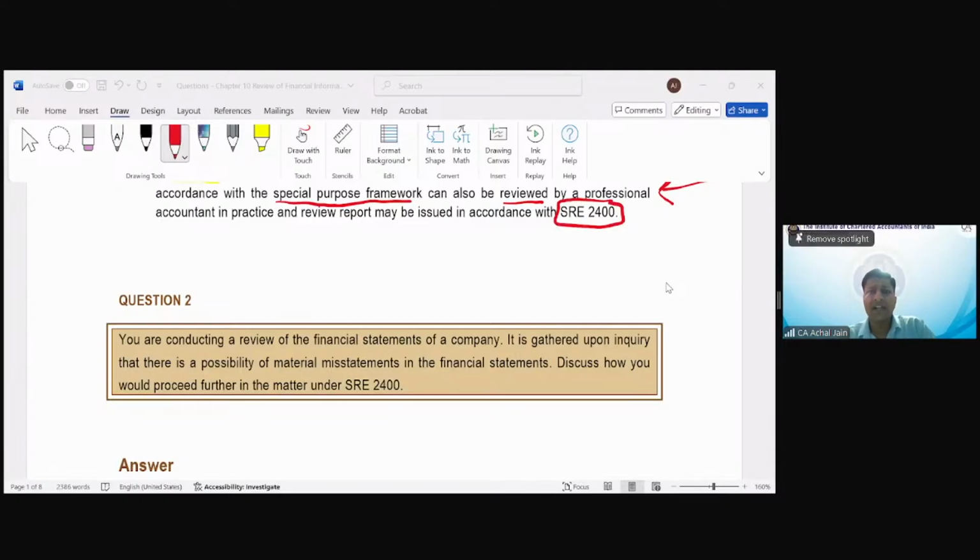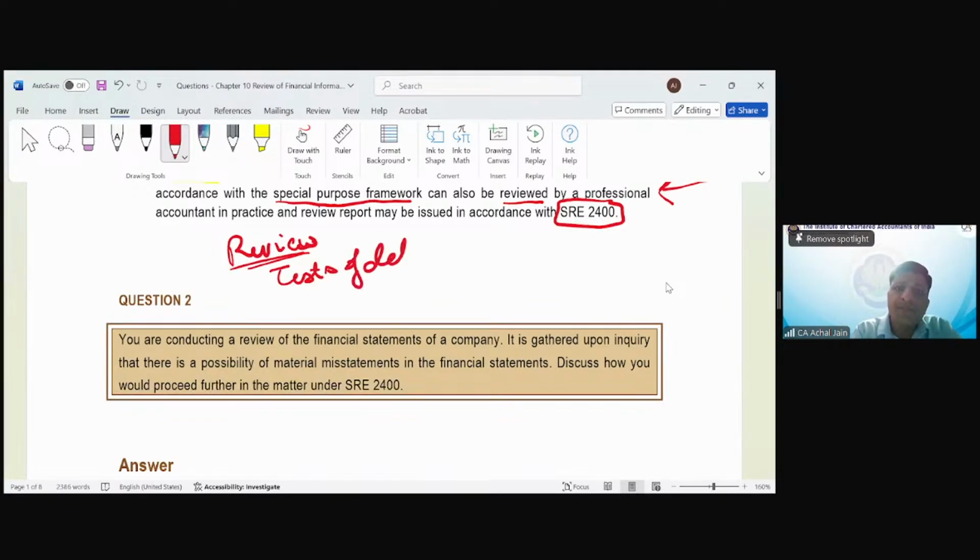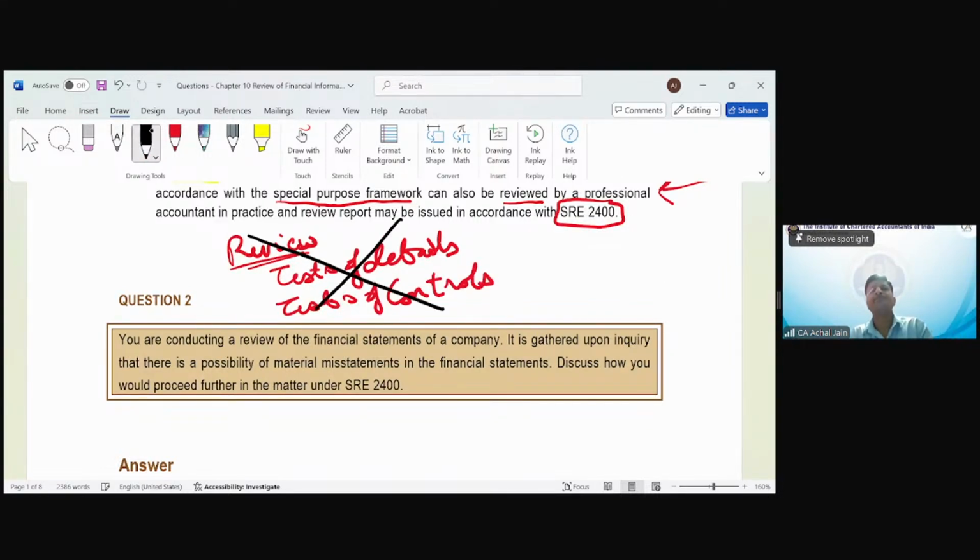See, in case of a review, auditor is not required to perform substantive testing. Means test of detail, test of control. That you can definitely say not required. So what do you cut down? You will cut down on tests of details. You will cut down on tests of controls. So these two definitely you will cut down.